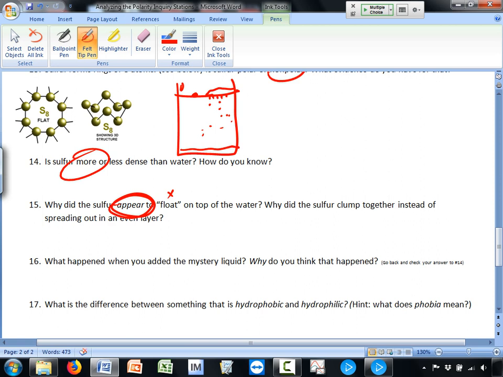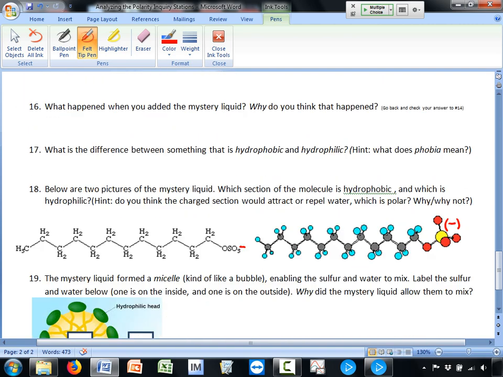So did we change the polarity of the sulfur? No. Did we change the polarity of the water? No. Did we change the density of the sulfur? No. Did we change the density of the water? But clearly something happened. Turn to your neighbor. Think about it. So we didn't change any densities, and we didn't change any polarities. So how in the world did we get these things to mix?